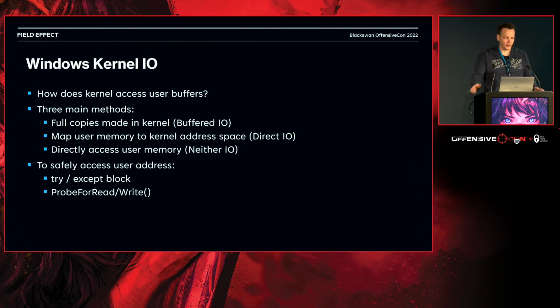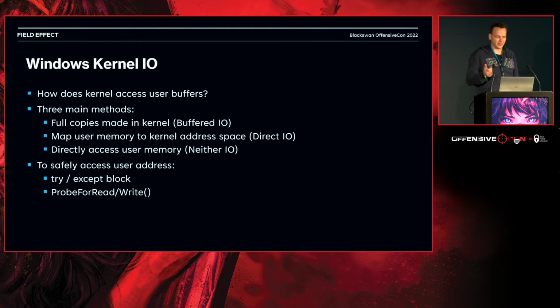And then the last method is where the kernel directly accesses user mode memory, called neither I/O. That's a little bit more tricky. The kernel is provided the user mode addresses, and as long as it's in the process context of the user mode application, it can just read and write directly to memory.